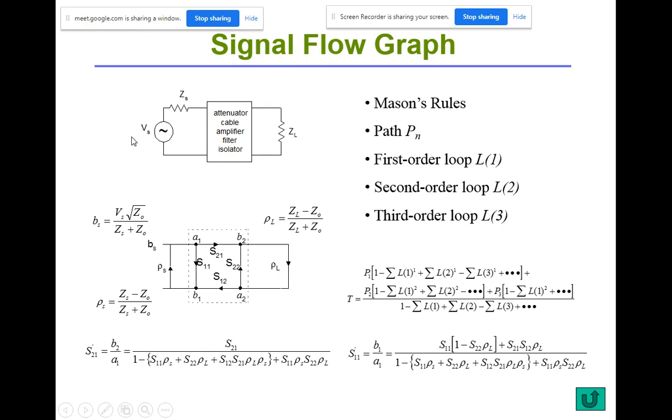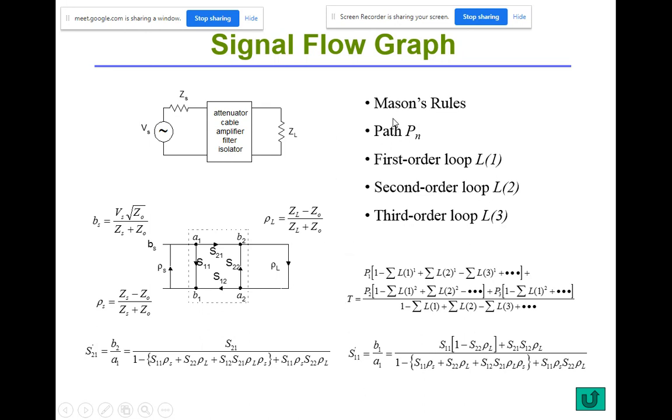So to do that, you can use the method of signal flow graph. In particular, you can use Mason's rules. You can even include a third block, a fourth block, and so on. You can have another S matrix here. Yet you can find the overall S21 and the overall S11. It is possible.